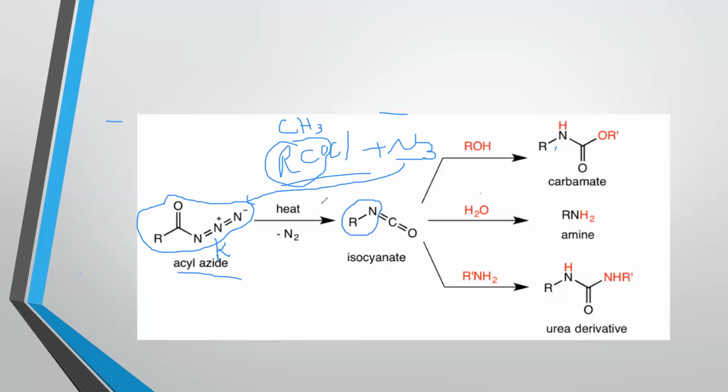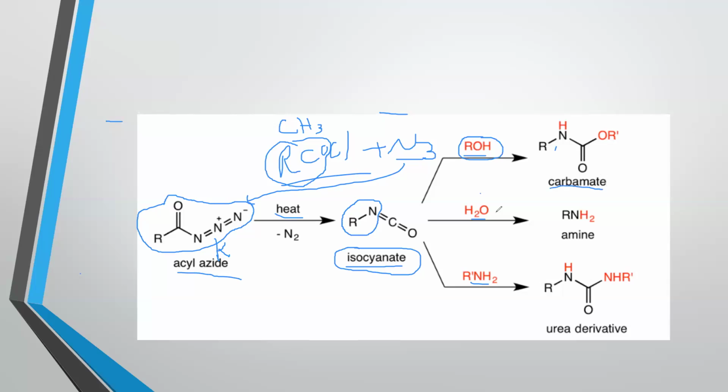When this acyl azide is heated, it converts into the isocyanate. This is the NCO group, known as the isocyanate group. This isocyanate intermediate can undergo three different reactions. In the presence of alcohol, when you react it with the alcohol, it will form a carbamate.